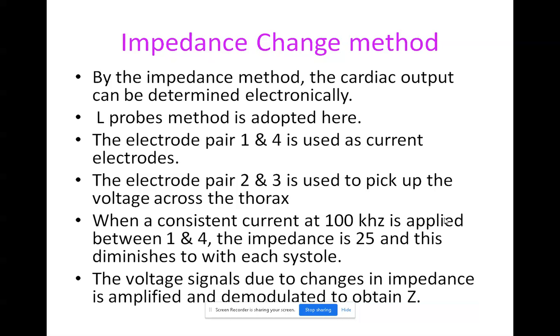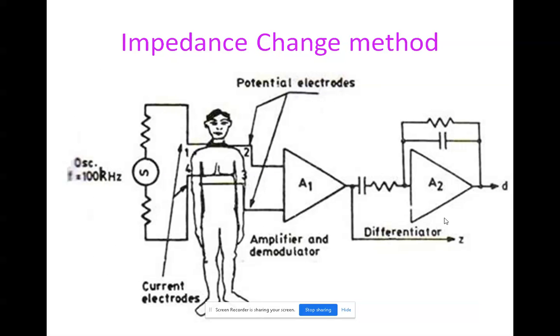Each systole means the heart contracts, then expands: contract, expand, systole, diastole. While doing systole, you apply the 100 kilohertz current to the 1 and 4 current electrodes with an impedance value of 25 ohm. The voltage signal due to changes in impedance value will be amplified and demodulated to obtain Z.